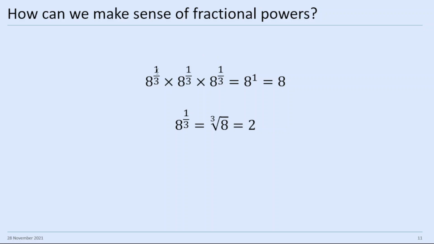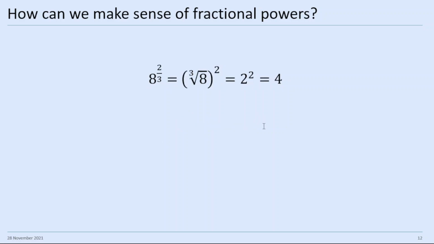And then let's think about raising to the power of 1/3. 8 to the 1/3 times 8 to the 1/3 times 8 to the 1/3 is 8 to the 1, which is just 8. So 8 to the 1/3 is the cube root of 8, which is 2. 8 to the 2/3 is the cube root of 8 squared. So in this case, that's going to be 4.